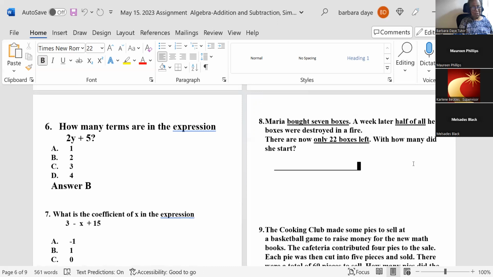But she bought 7. How can we know? I know you said there are now only 22 boxes left. But how many did she start with? 22 is what's left, left from what? So use that half. Half of all boxes were destroyed. So if half were destroyed, how many boxes did she start out with? Okay, 44. 11.